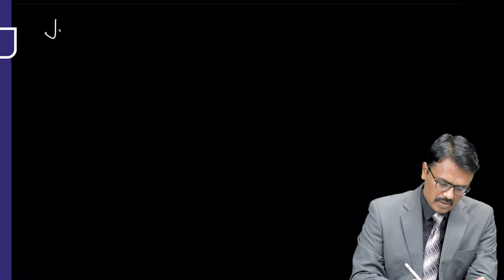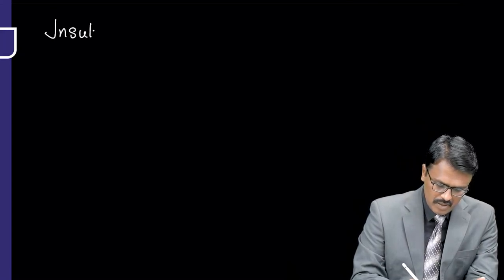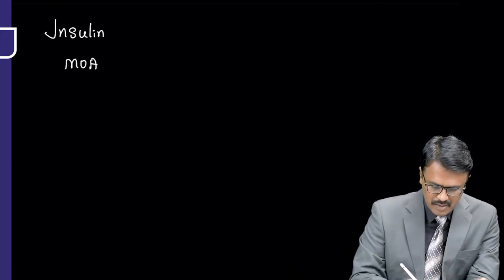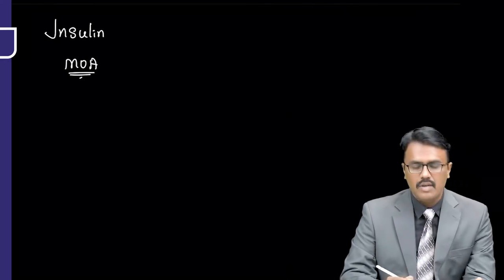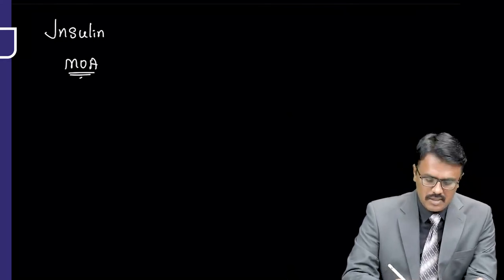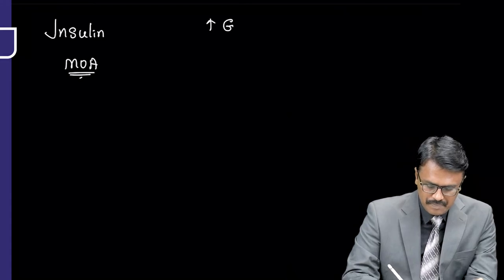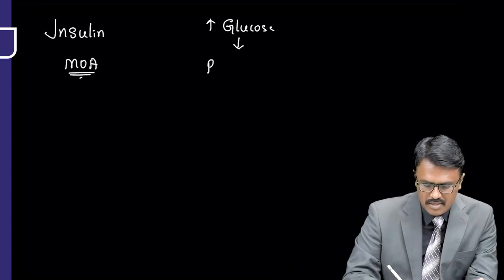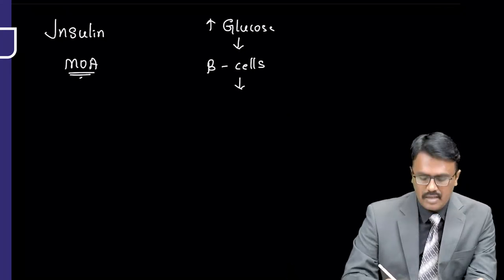So next we are going to discuss injectable drugs. Usually we'll start with the first drug. It is called insulin. Now what is the mechanism of action of insulin? How does it work? We know the stimulus for insulin release: whenever the glucose goes up, who will sense that? We have the beta cells of the pancreas, and they release insulin.